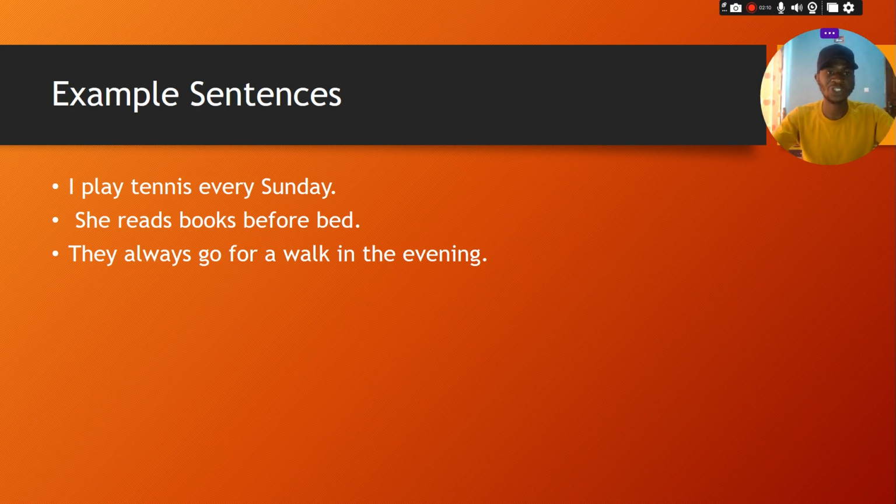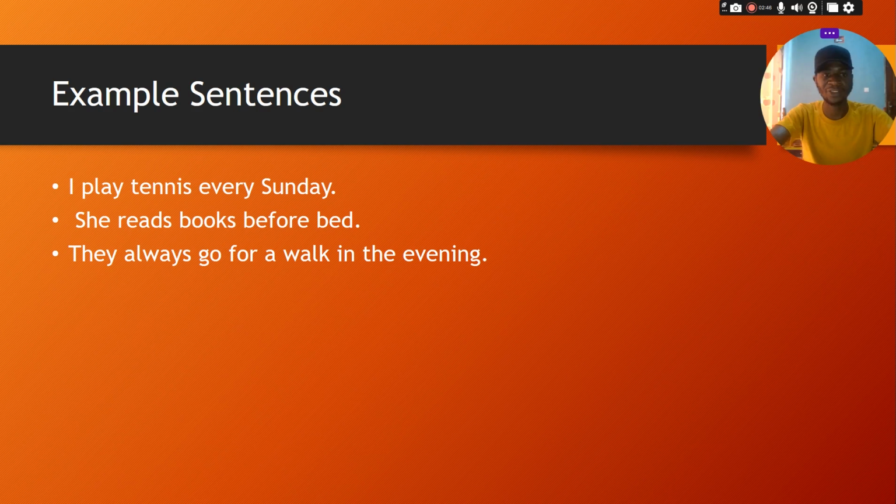Okay, example number 2. She reads books before bed. In that case, we add s. Remember, we said whenever we use she, he, it, usually we add s or es. Even if you want, you can use a noun. If that noun is in singular form, we add s or es on our verb. So in this case, she reads books before bed. We don't say she read books before bed. We need to include that s.